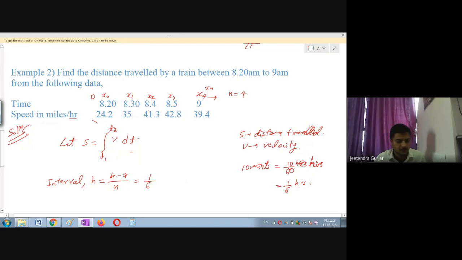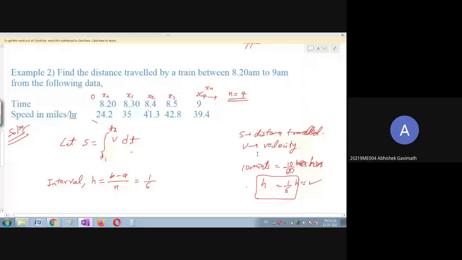T1 and T2 they have not given here as fixed. So therefore, you can see the interval directly, it is 1 upon 6 hours. But please remember, n is equal to 4 is also there. Okay, so we will take this directly as h is equal to 1 upon 6, students. So like this, you should calculate the interval.